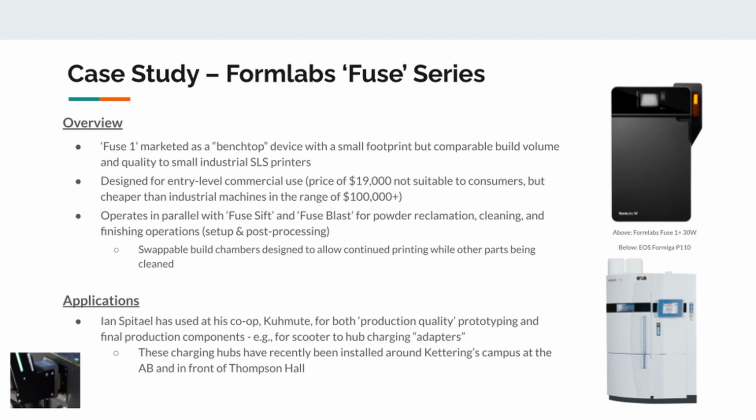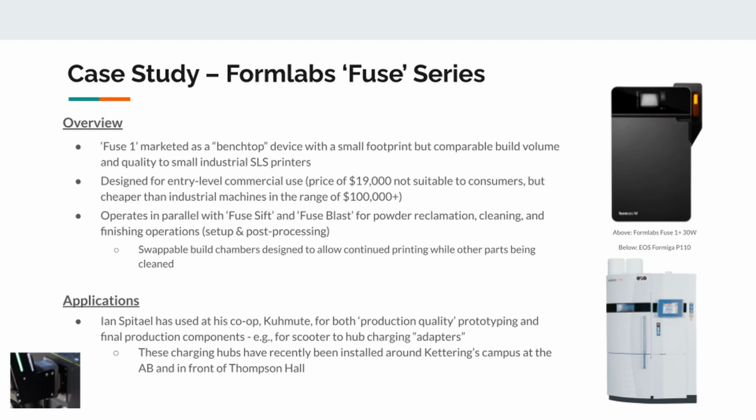Now that we've demonstrated some of the broad use cases for SLS in modern industries, I'll be presenting a more targeted case study on SLS additive manufacturing, using Boston-based Formlabs as an example on the supplier side, and my co-op company, Commute, as a consumer and manufacturer.